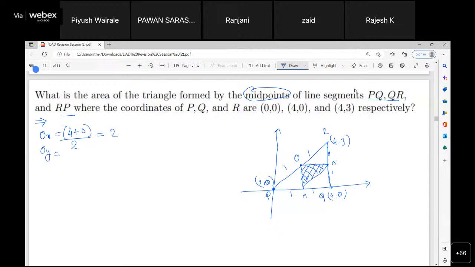Y coordinate? 3 by 2. Yeah, that is 3 by 2. What is x coordinate of M? 2. That is 4 plus 0 divided by 2, that is 2. Y? 0. It is 0. And what is N? 4, 3 by 2. Yes. 4, 3 by 2.